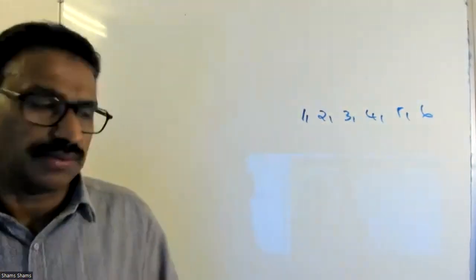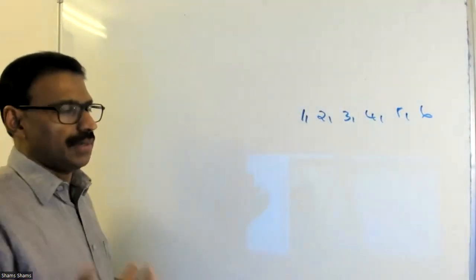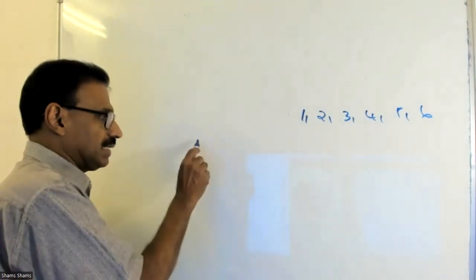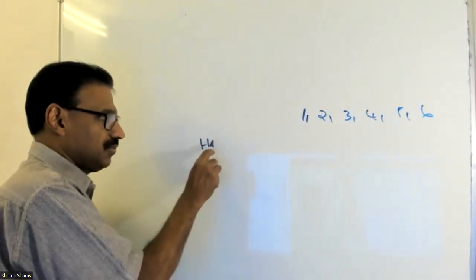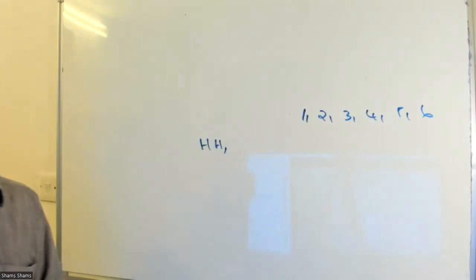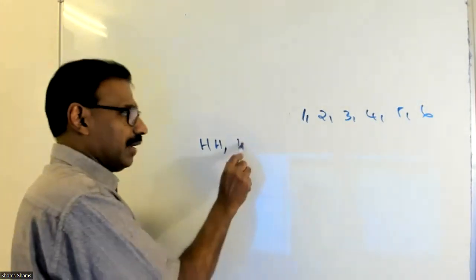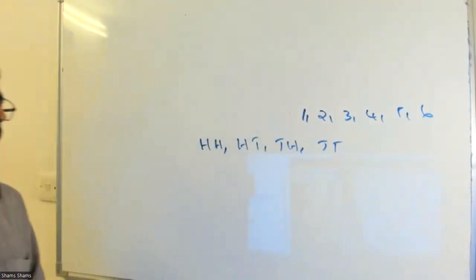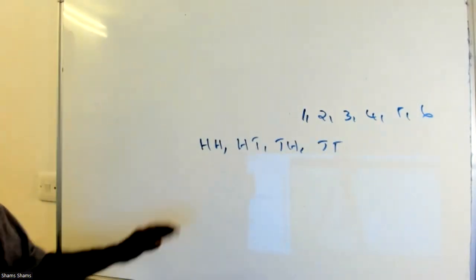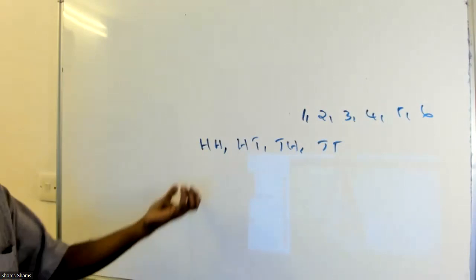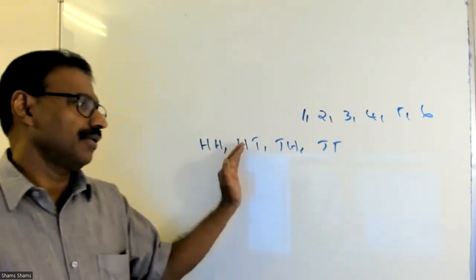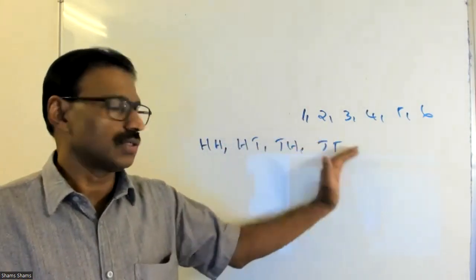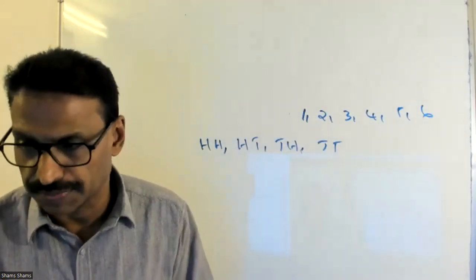Suppose two coins are tossed simultaneously, what can happen? It can be HH, both heads, or HT, or TH, or TT. Two coin tossing means maybe both are heads, one head and one tail, one tail and one head, or both tails. This is called the sample space.